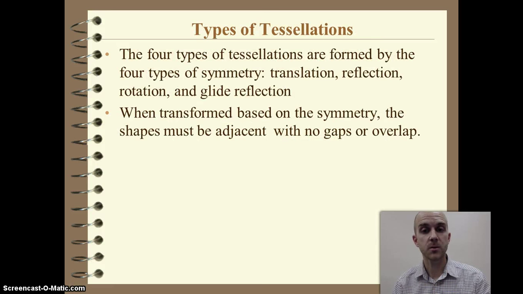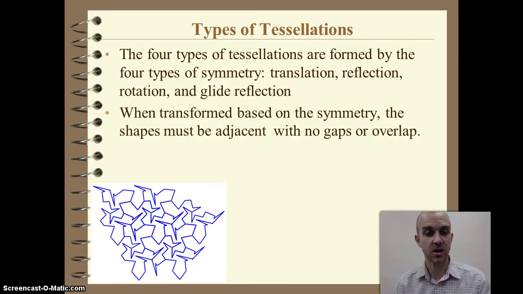Now there are four different ways that we can tessellate, and it's all based on the symmetry that we know can exist. So there's translation symmetry, reflection symmetry, rotation symmetry, and glide reflection symmetry. When we transform based on the symmetry, we have to make sure that those shapes are actually adjacent with no gaps or overlaps. So that is one of the distinctions from just having general symmetry.